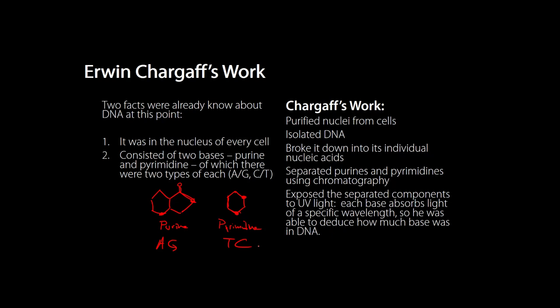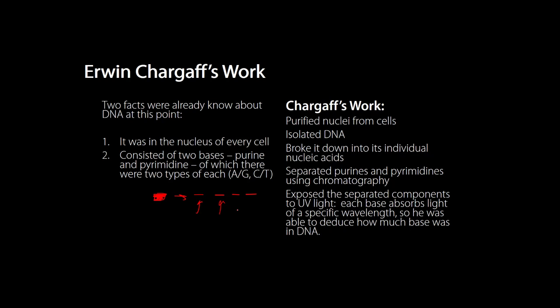And so what Chargaff did was he was able to purify nuclei from cells, right? Isolate the DNA. And then he was able to take that DNA and break it down into its constituent nucleic acids, right, the monomers. And then, and this is the new thing, he was able to separate it using chromatography. Okay, and so if you remember, there were some labs we did where we have a piece of paper and we can separate things in that way, right? And so by being able to take the total amount of DNA and then separate it out into different components, you can then use other techniques.